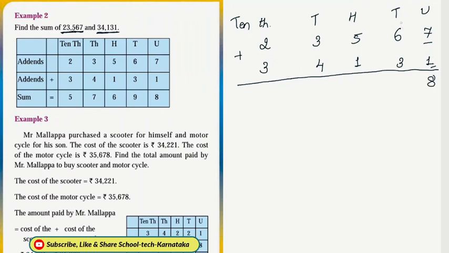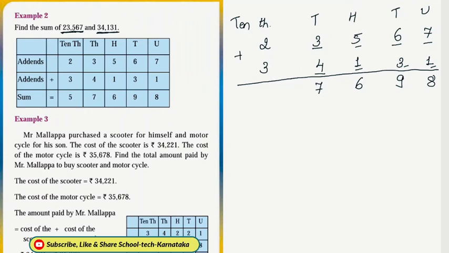Then we move to tens place. The digits at tens place are 6 and 3. So 6 plus 3 is 9. The digits at hundreds place are 5 and 1. So 5 plus 1 is 6. We write 6 at hundreds place. And at thousands place we have 3 and 4. If we add 3 plus 4, we get 7. We write 7 at thousands place.